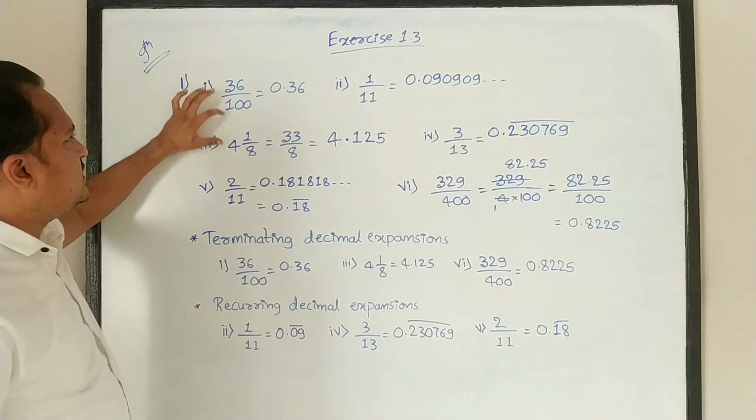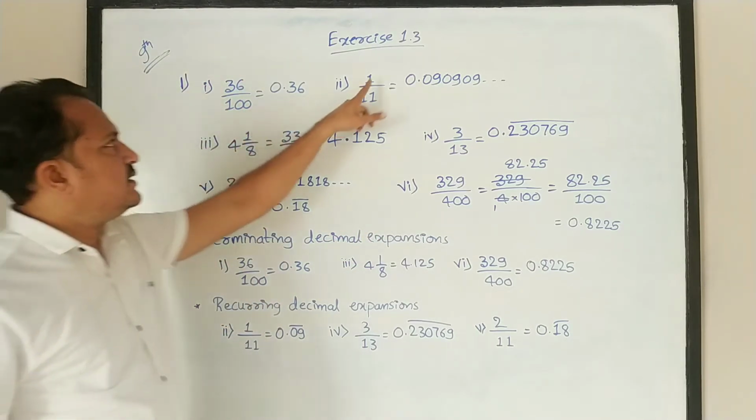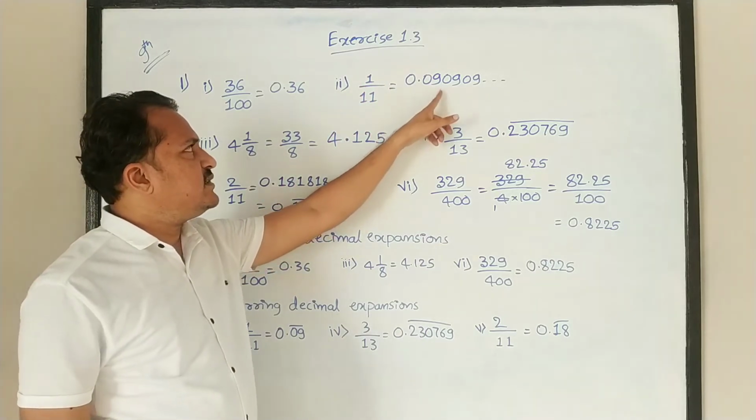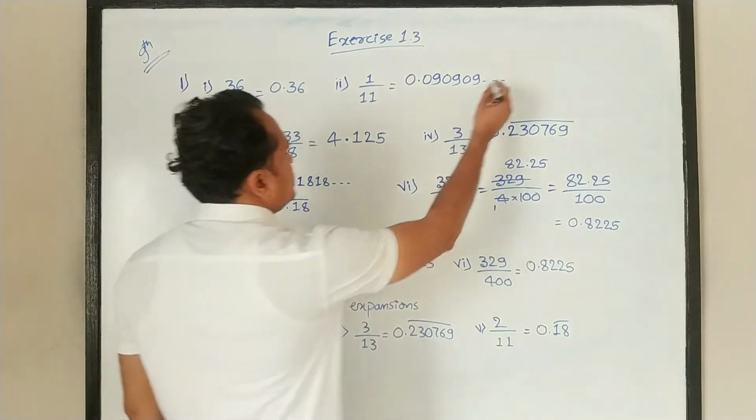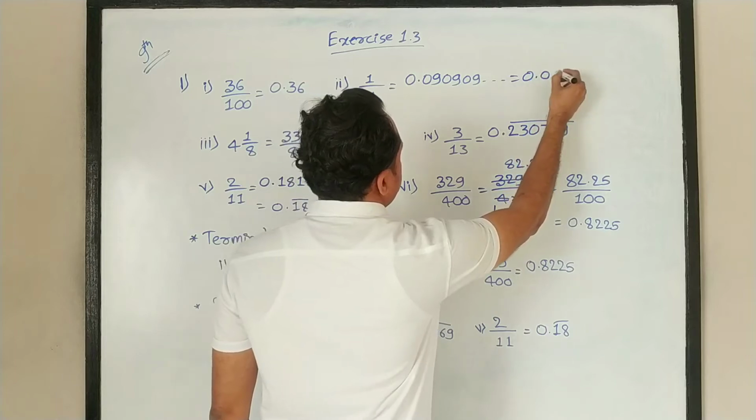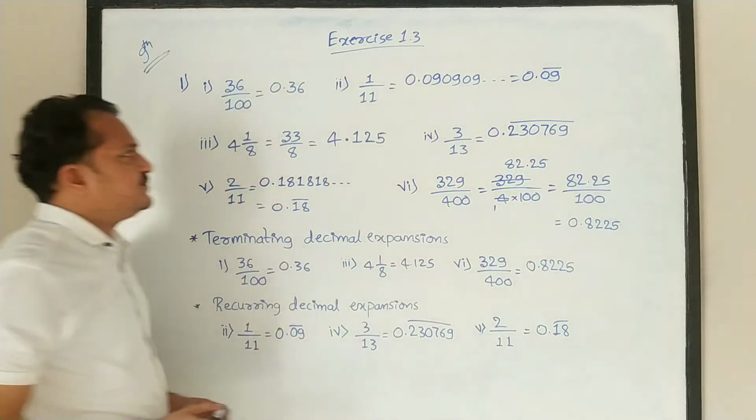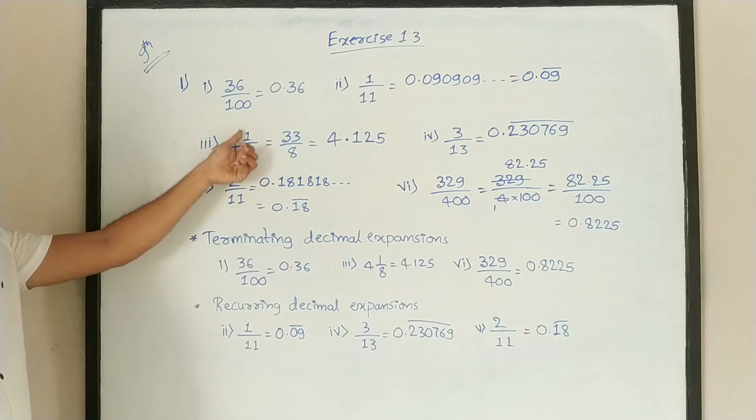The first one is 36 by 100, that is 0.36. The second one is 1 by 11, that is 0.0909, and it will continue. So we can write this as 0.09 bar. Next, the third one, 4 integer 1 by 8.